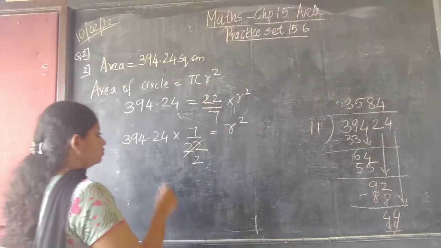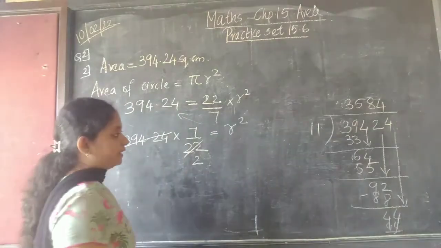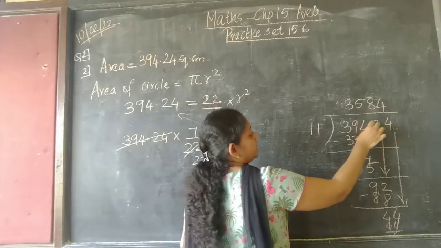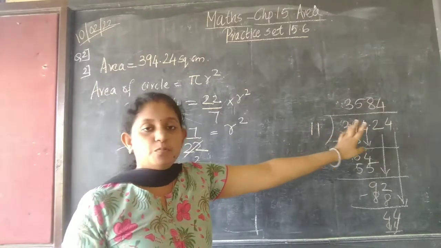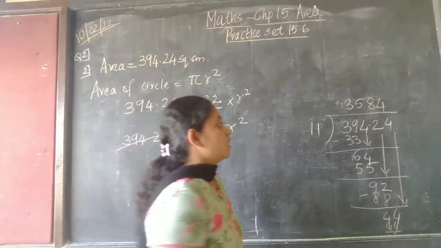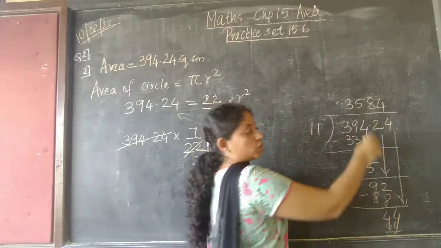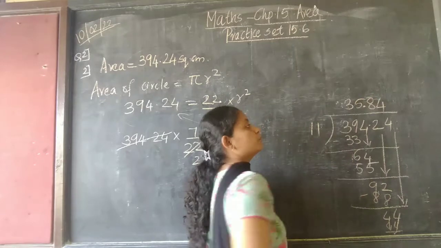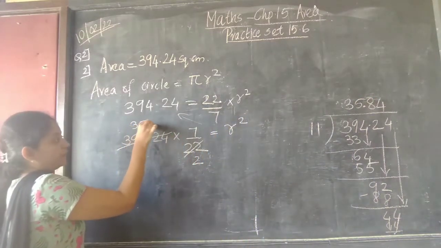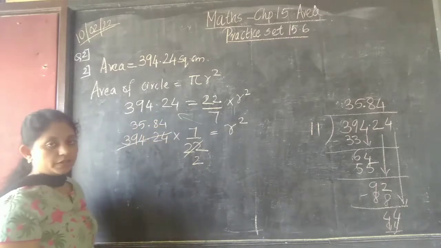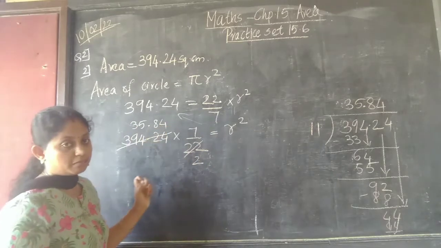So here what you are going to write? Before that, just check. And here you see it was not 39,424, instead it is a decimal point, 394.24. Now answer also before 2 digit. Now here before 2 digit you are going to put the decimal point. So here also you are going to put a decimal point before 2 digits. So what will be the answer? 35.84. Now you can see it is 2 and 35.84.